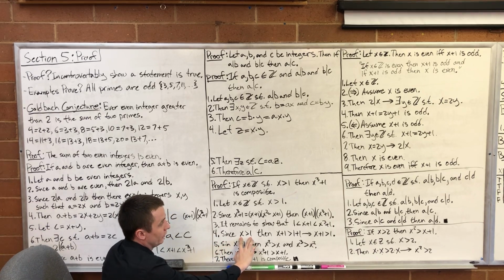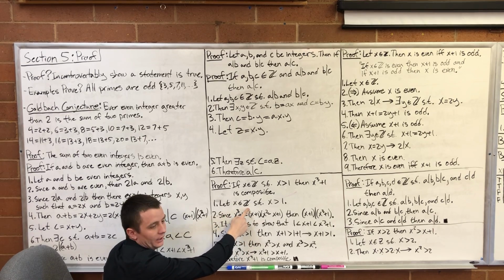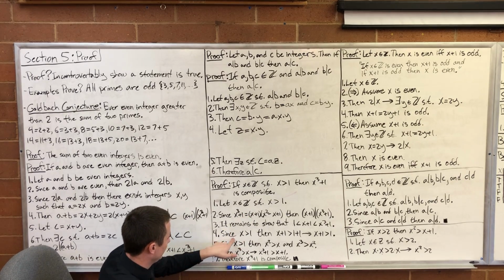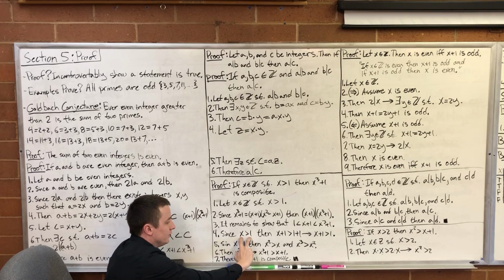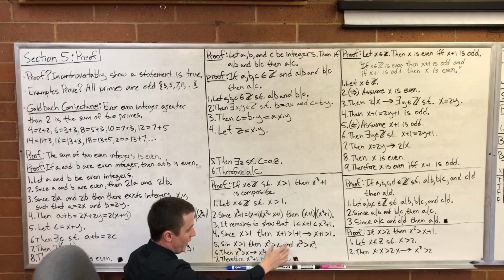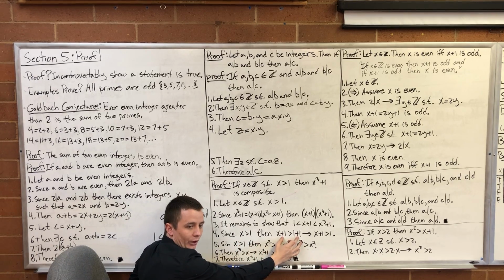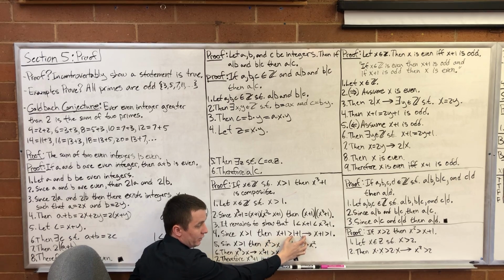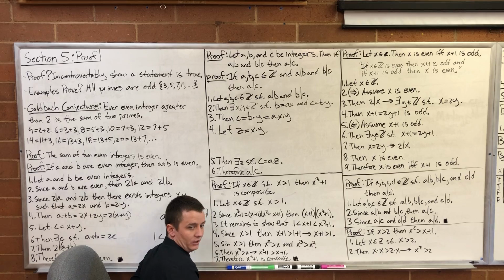Since x is greater than 1, how do I know x is greater than 1? Because it's in the statement. It's what we assumed right at the beginning. Let x be an integer such that x is greater than 1. We're on since, not sine. Since x is greater than 1, then adding 1 to both sides, the inequality is still true, right? X is greater than 1 means x plus 1 is greater than 1 plus 1. Therefore, x plus 1 is greater than 1. You good with that logic there?